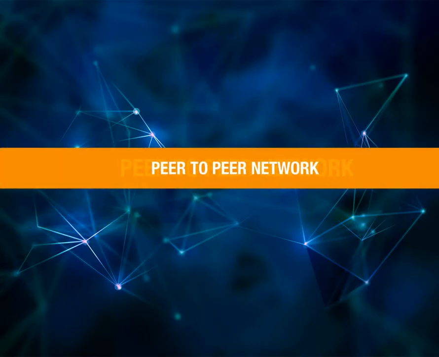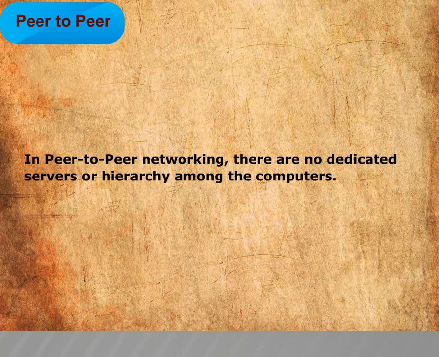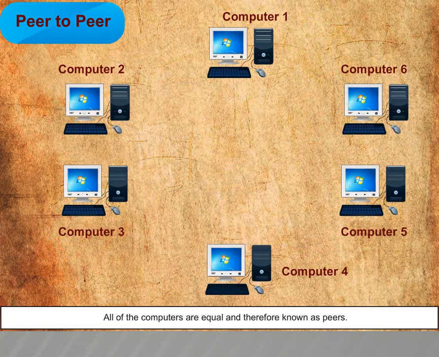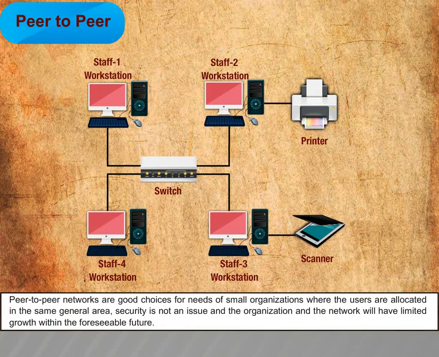Peer-to-peer network. In this animation, we are going to see peer-to-peer network. In peer-to-peer networking, there are no dedicated servers or hierarchy among the computers. Normally, each computer serves as both client and server, and no one is assigned to be an administrator responsible for the entire network. All of the computers are equal and therefore known as peers. Peer-to-peer networks are good choices for the needs of small organizations where the users are located in the same general area, security is not an issue, and the organization and the network will have limited growth within the foreseeable future.